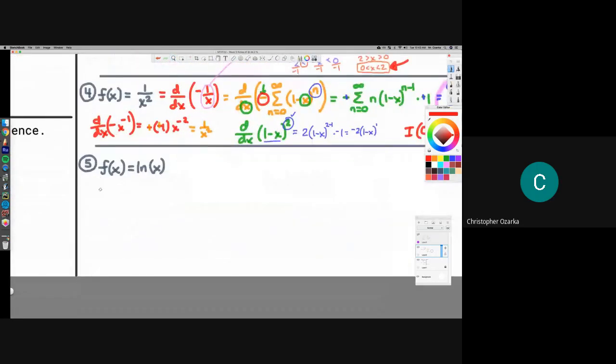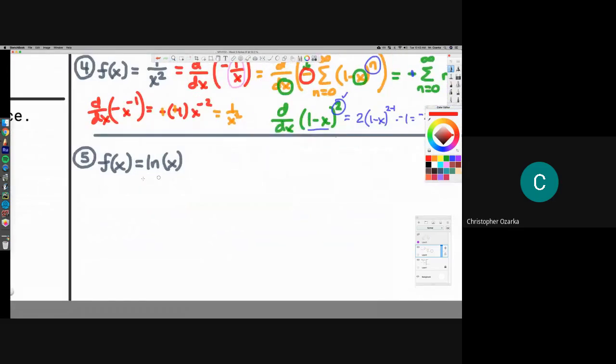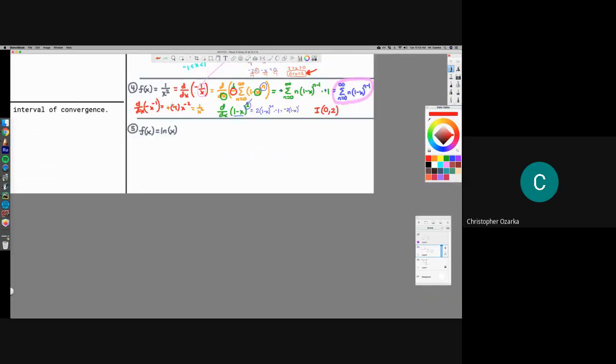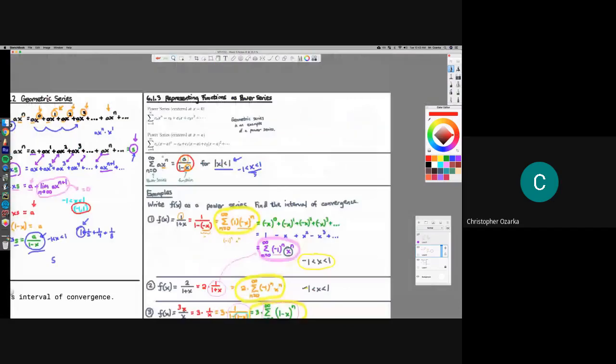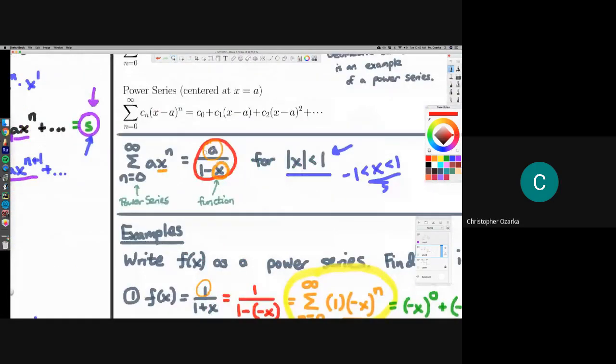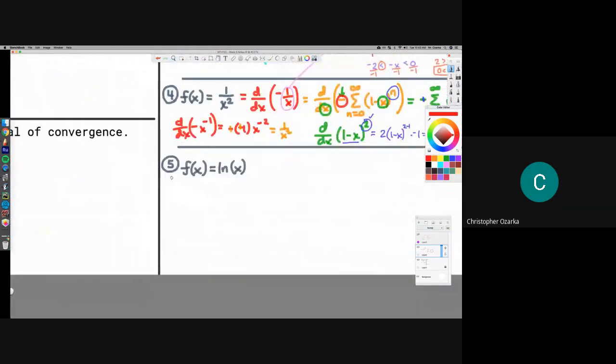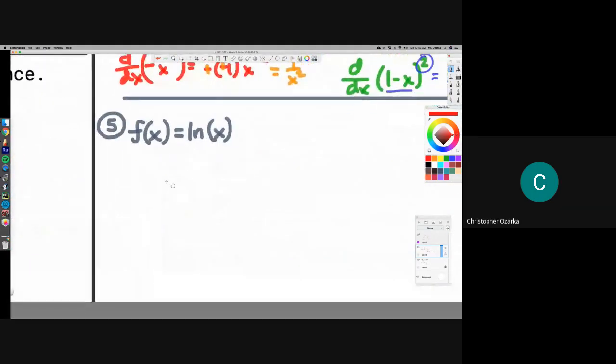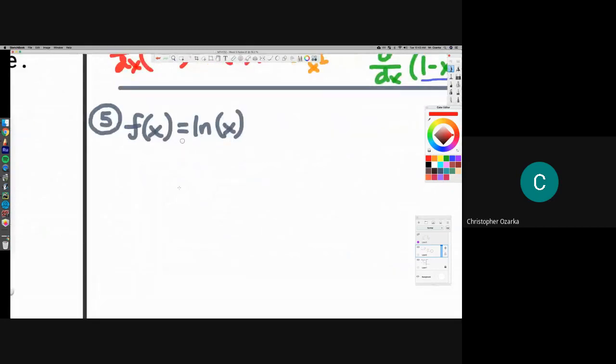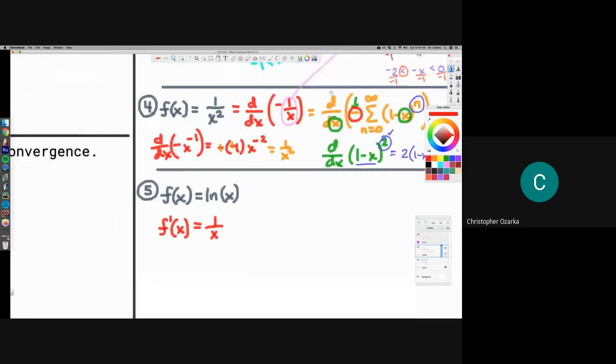Oh, here we go. So hopefully you see this and go, oh my gosh, this doesn't look anything like this thing right here. It has to look like this. It has to be like an a divided by 1 minus something, and it doesn't at all. But what we can do is use the derivative for this because it's equal to 1 over x. Now, we did this 1 over x earlier, only we did it as 3 over x.